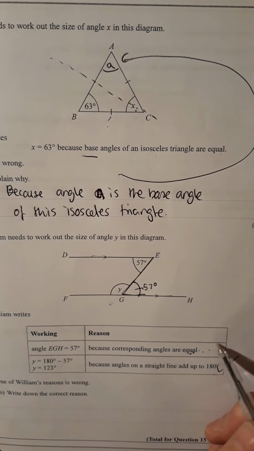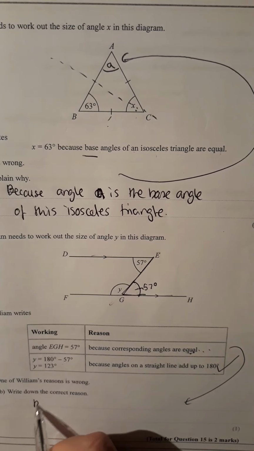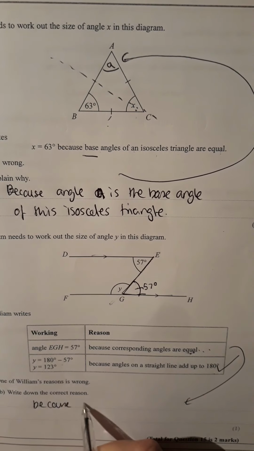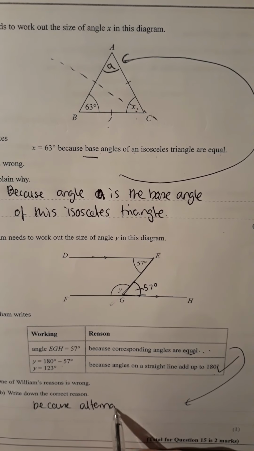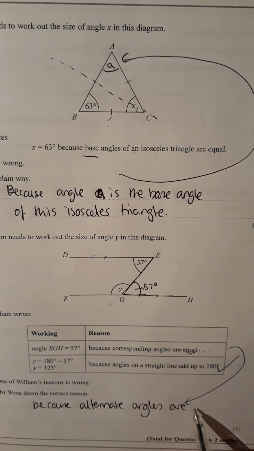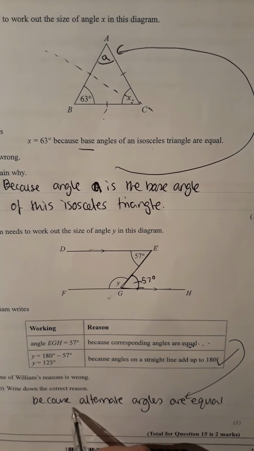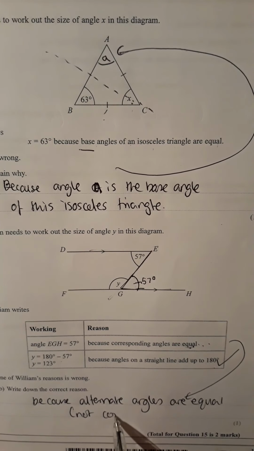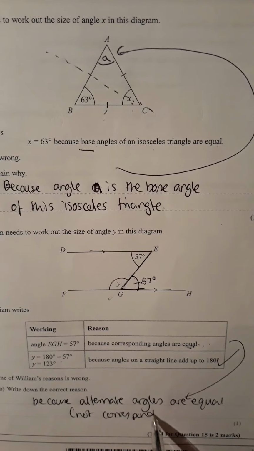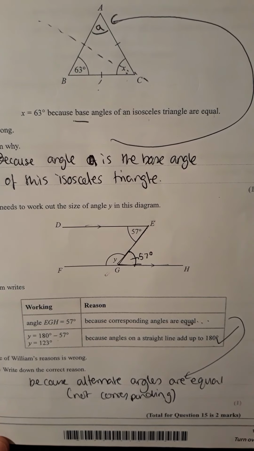The correct reason, and again I'm going to put a little arrow here, the reason is because alternate angles are equal. I'm going to put in brackets, not corresponding, just to show that I know which reason is not the right reason in this case.